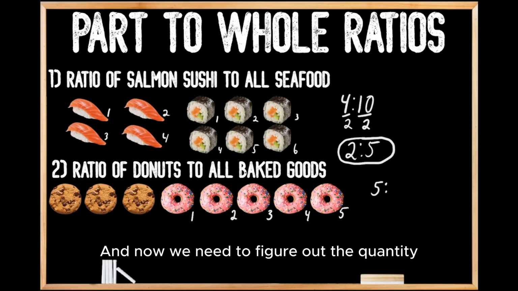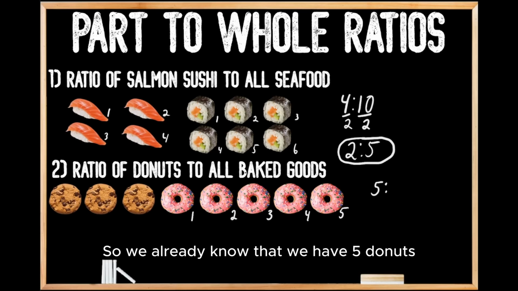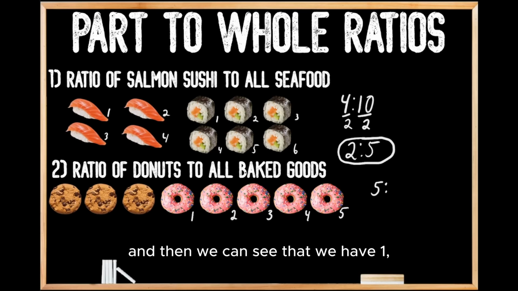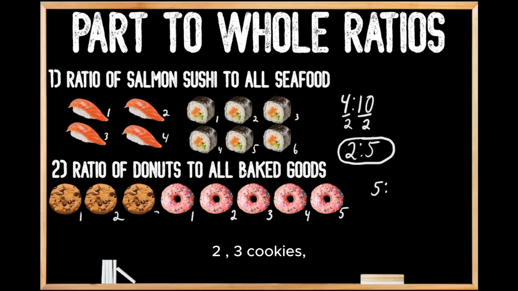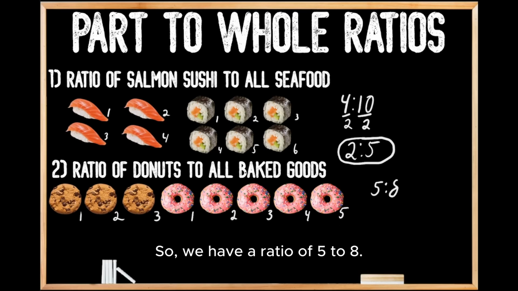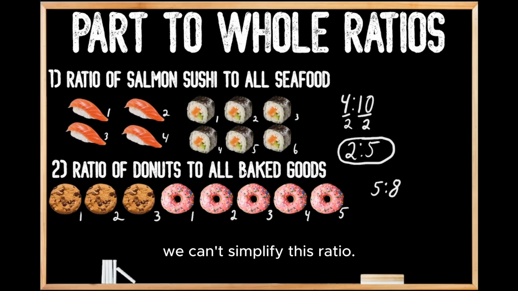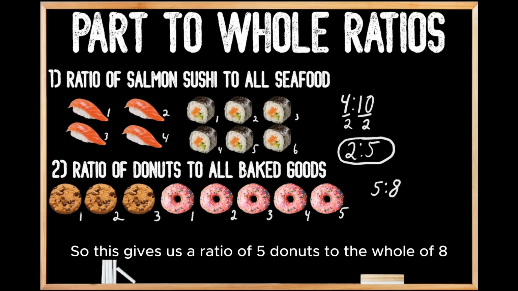And now we need to figure out the quantity of all of our baked goods. So we already know that we have 5 donuts, and then we can see that we have 1, 2, 3 cookies, and when we add 3 and 5 together, we get 8, so we have a total of 8 baked goods, so we have a ratio of 5 to 8. And since there's no common factor other than 1 between both 5 and 8, we can't simplify this ratio, so this gives us a ratio of 5 donuts to the whole of 8 baked goods.